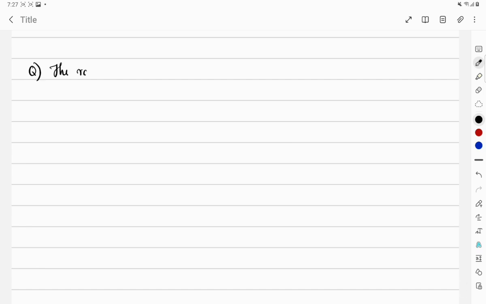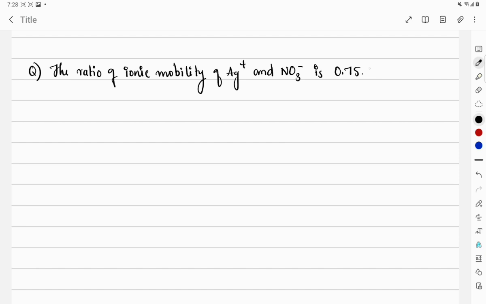The ratio of ionic mobility of silver ion, Ag plus, and NO3 minus is 0.75. Calculate the transport number of Ag plus and NO3 minus ions. That means you have to calculate the transport number for the cation as well as the anion, but the only given information is just the ratio of the ionic mobility of both of these ions.